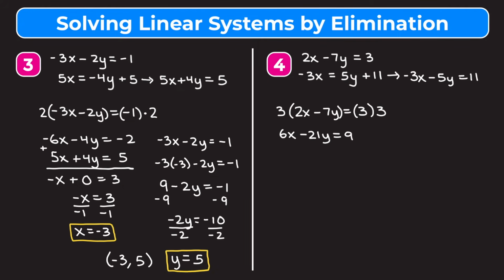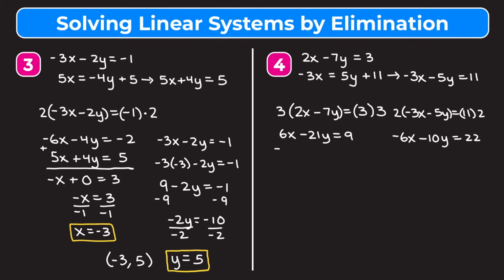And then right next to it, I'm going to take the second equation, so negative 3x minus 5y equals 11. And I want to turn that into a negative 6. So I want to multiply both sides by 2. So that's going to turn into negative 6x minus 10y equals 22. So now I have a positive 6x and a negative 6x, so now I can eliminate.